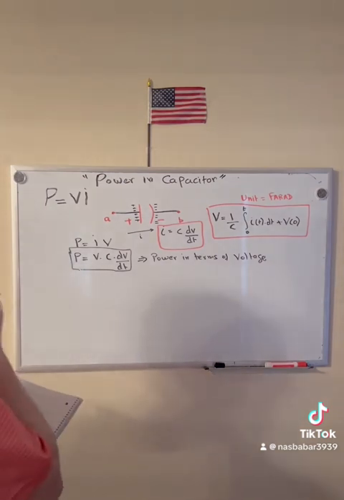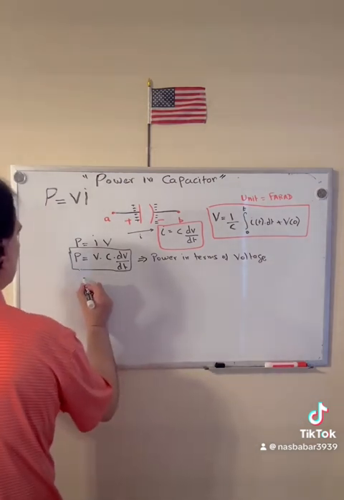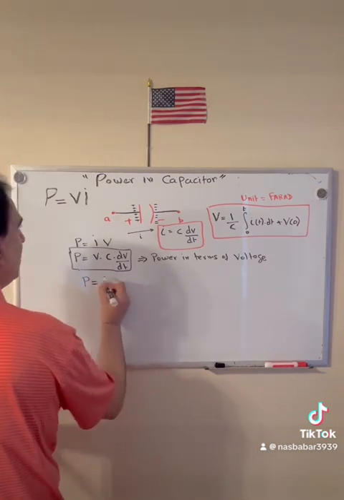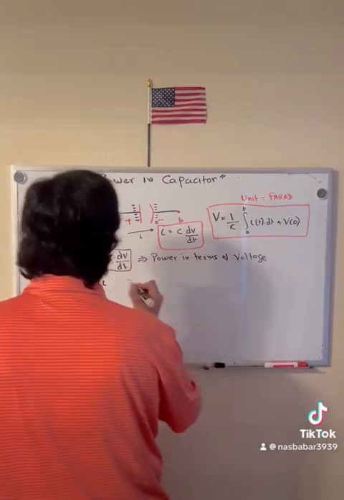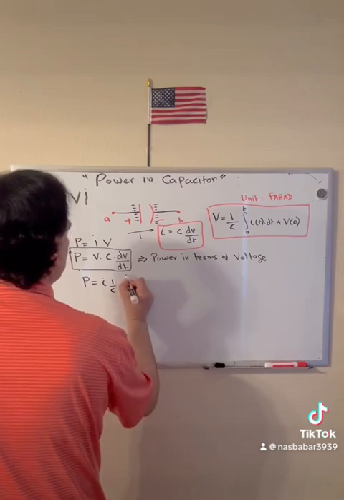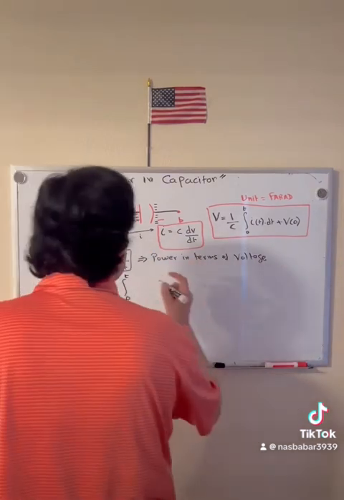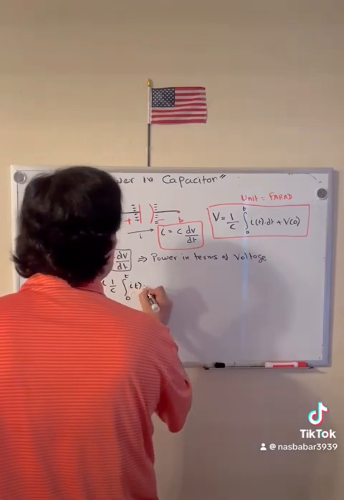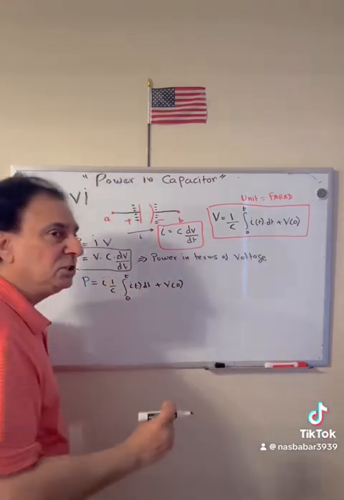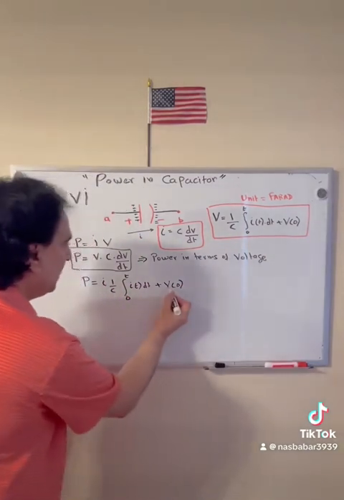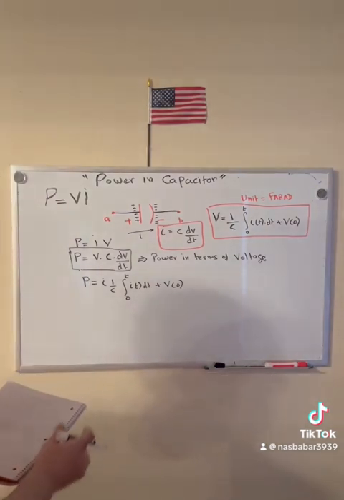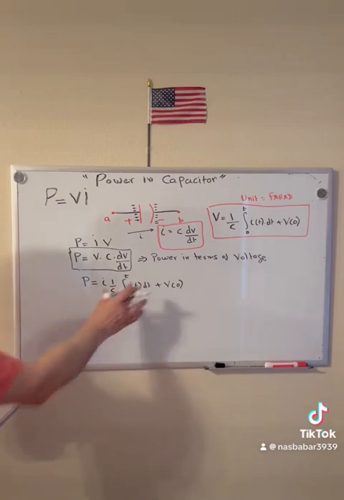All right, now we said P is equal to IV right here. Then I can say P is equal to I, and we already calculated this in one of my last lectures. So we can say 1 over C, integral from 0 to T, whatever time we are integrating over, of I of T dt, plus V of 0. What was the voltage at time 0? That's what it is right here, okay? Now we got that. So this is power in terms of current right here.